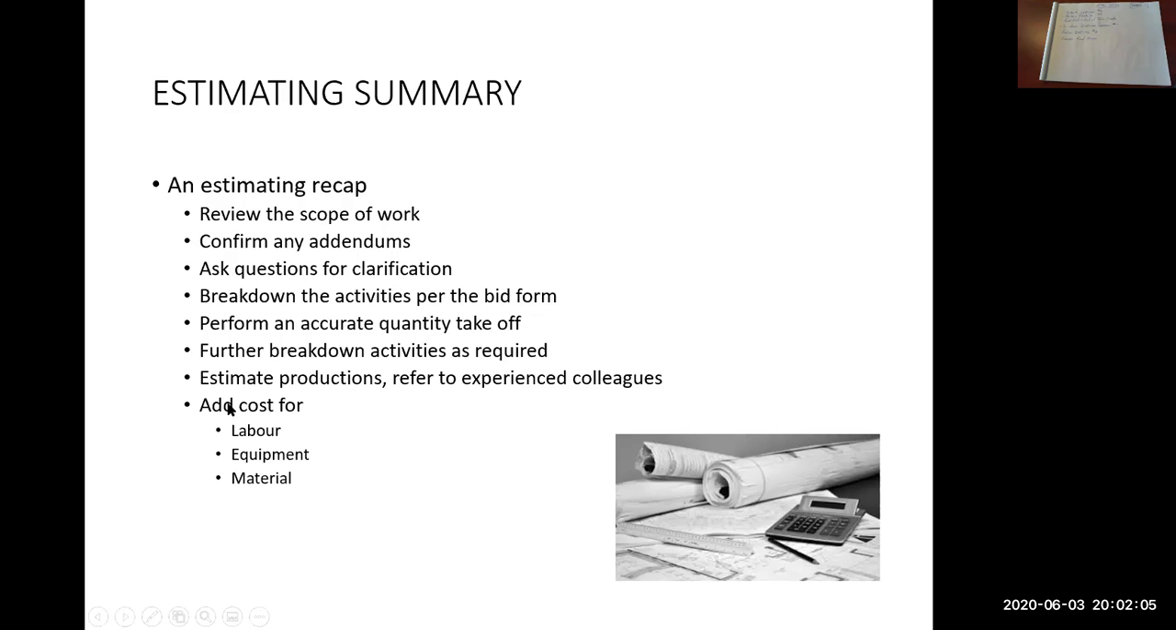So add costs. So you've got your quantities, you've got production, so you know how many hours that you're going to allot to each quantity. So then you need to build your crews, right? Labor and equipment. You purchase all of your materials that you need based on the quantities that you had up here. Remember to include PST.